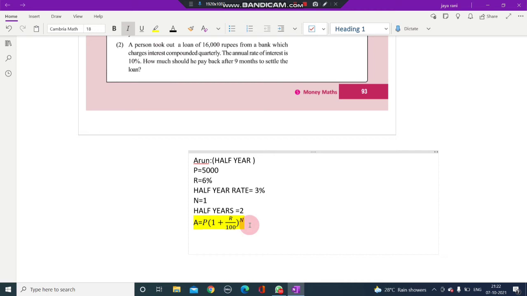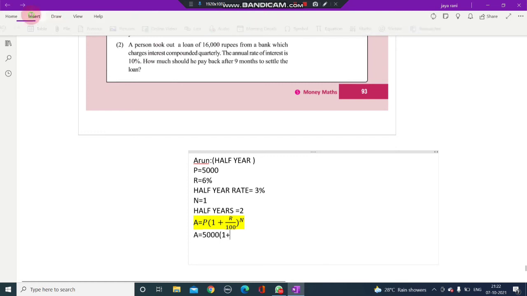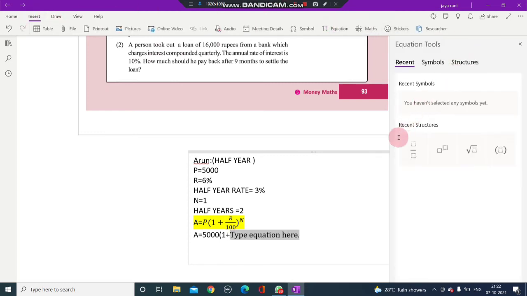Then we have A is equal to, what is P here? P is equal to 5,000 rupees. Then 1 plus, what is the half year rate of interest? The half year rate of interest is equal to 3%. That is 3 by 100.